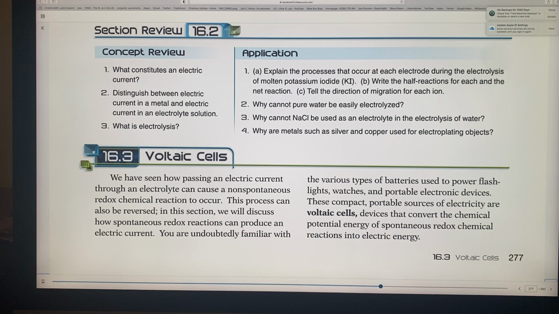You are undoubtedly familiar with the various types of batteries used to power flashlights, watches, and portable electronic devices. These are all voltaic cells. Another word for voltaic cells is batteries. Voltaic cells are devices that convert the chemical potential energy of spontaneous redox chemical reactions, which we've been talking about, into electric energy. So it's important that you know that definition of what a voltaic cell is.